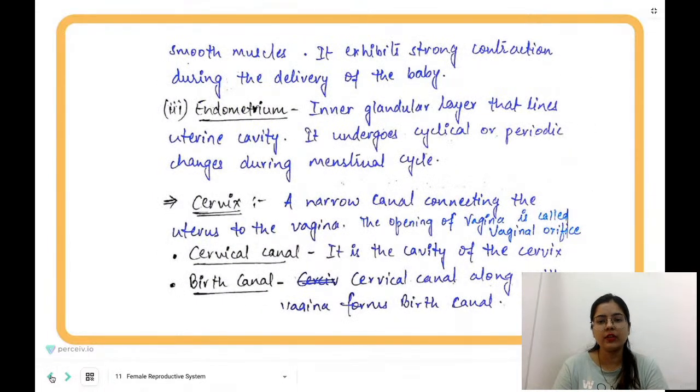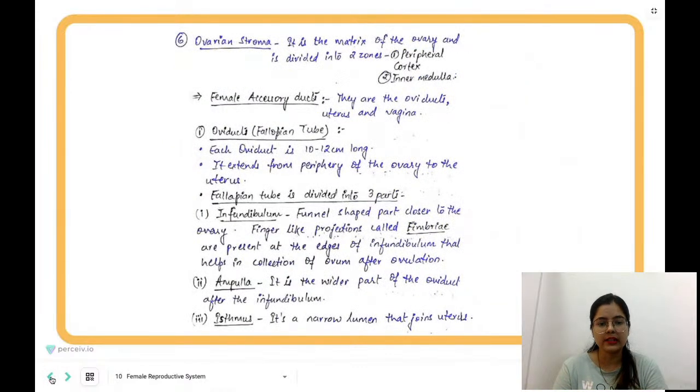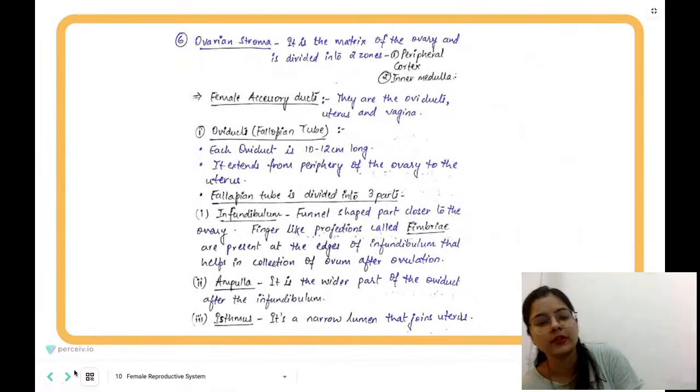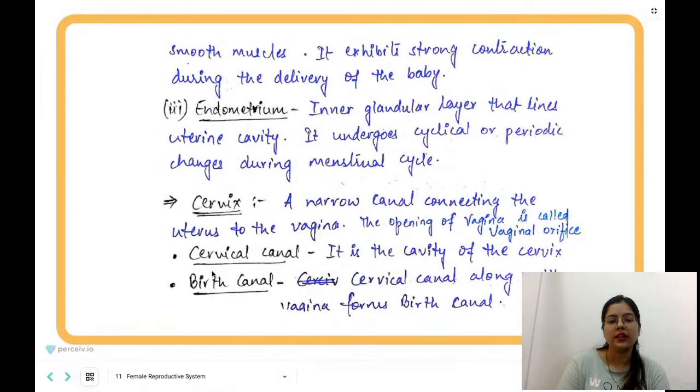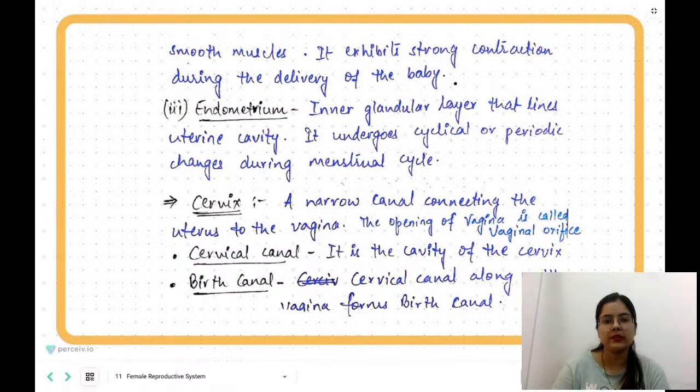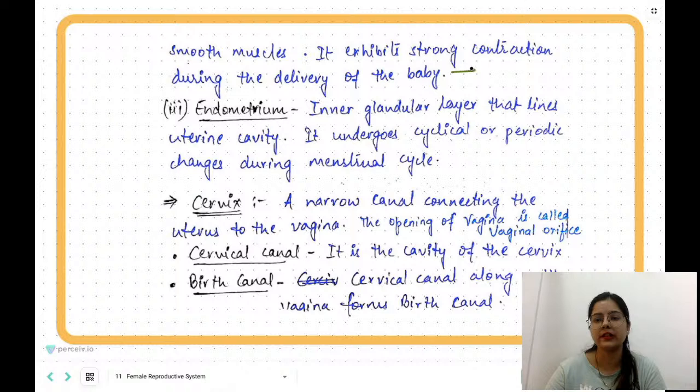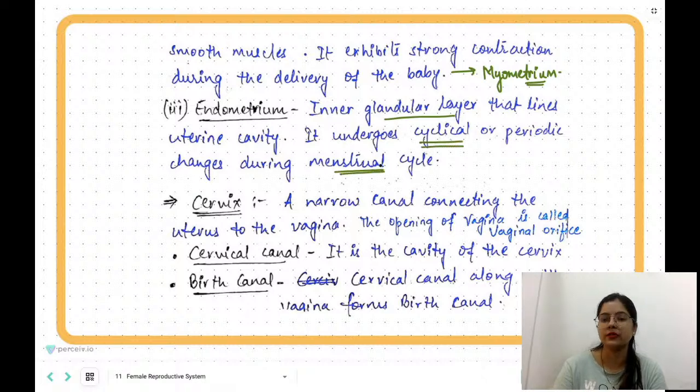So we have seen all those parts. Now, the next important point to note is that we have seen the perimetrium, myometrium, and the endometrium component, and we have seen the function as well. This function is related to your myometrium, which is responsible for exhibiting the stronger contractions during the delivery of the baby. And the endometrium is a glandular layer, so it will undergo cyclical changes during the menstrual cycle. So these two functions are very, very important and to be noted. Then we have seen the cervix as well, having the cervical canal and birth canal. This we have already discussed.